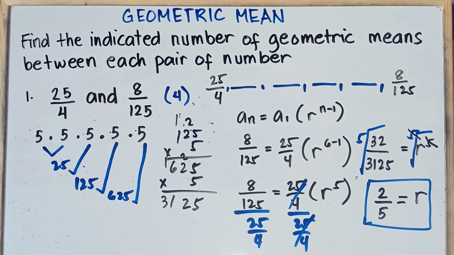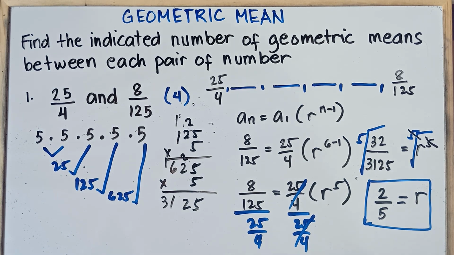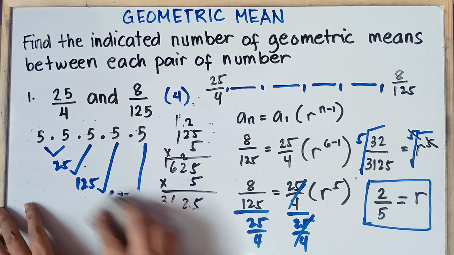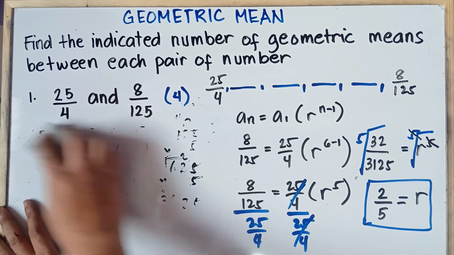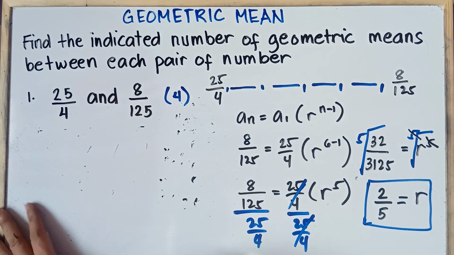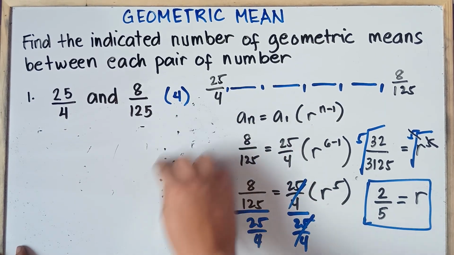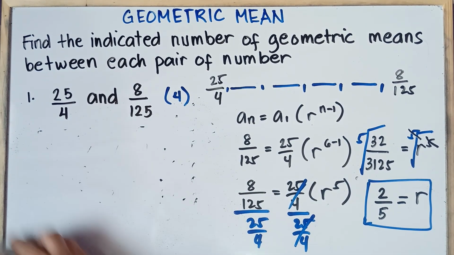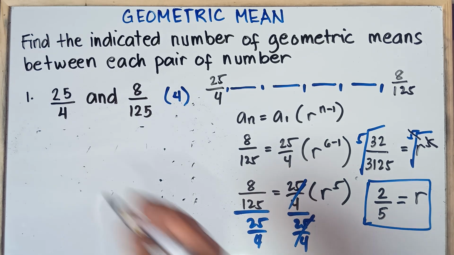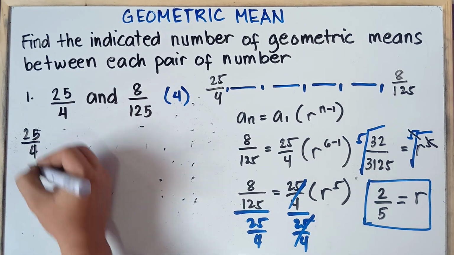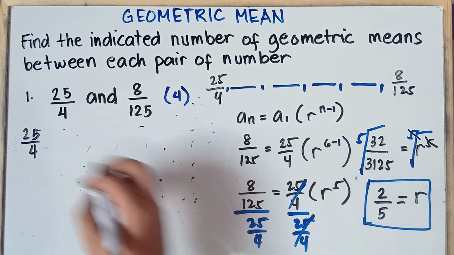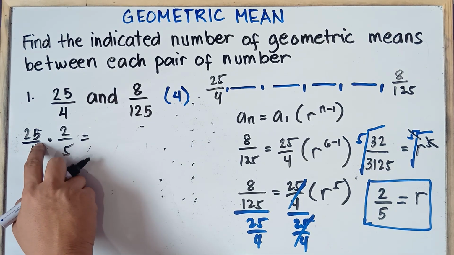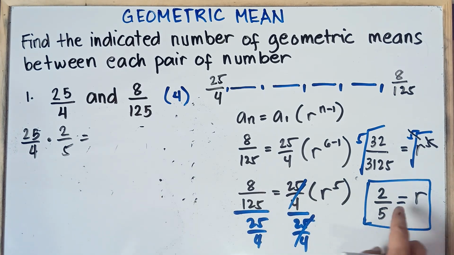Alright, so once you get the common ratio, class, I'm sure it's easy to find the second term, third term, fourth term, and fifth term. Let's find them, class. To get the second term, simply multiply the first term by the common ratio. So 25 over 4, the first term, times the common ratio, 2 over 5.